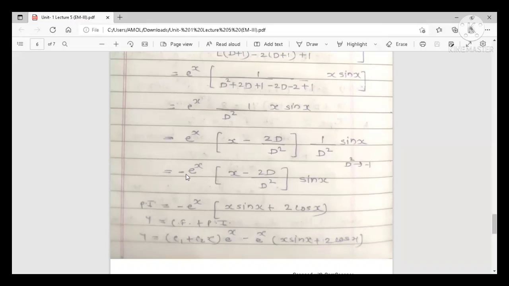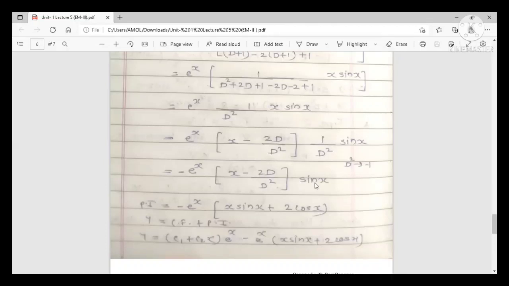It is equal to minus e raised to x as it is, in bracket the term x minus 2d upon d square into sin x. Now you solve this bracket term for the sine function sin x. Again in the next step, minus e raised to x as it is. Now solve for sin x. Solve this bracket term for sin x. So x into sin x is x into sin x, minus 2 as it is, d by d square. D by d square means one d will get cancelled. So here the term will be 1 upon d, 1 upon d of sin x.